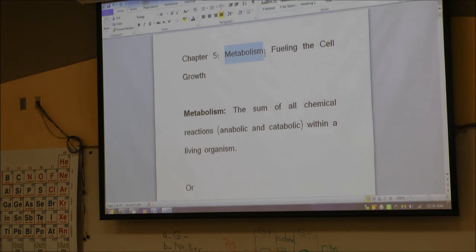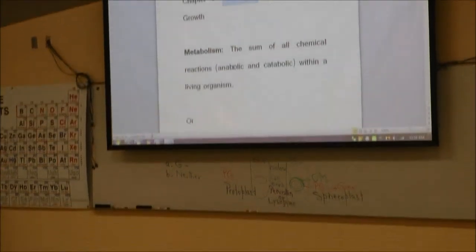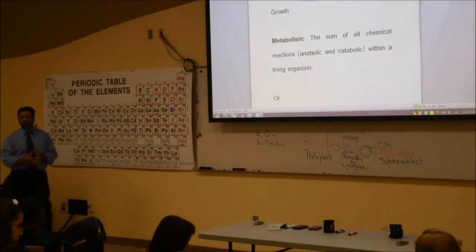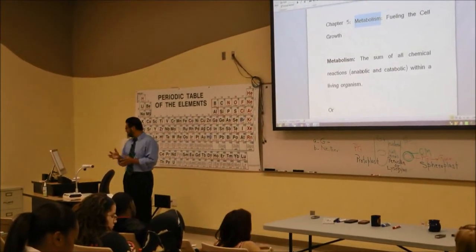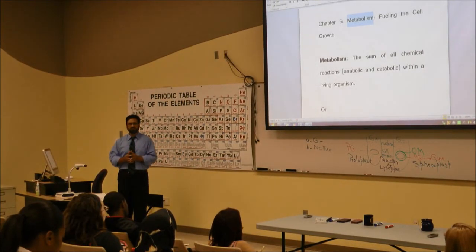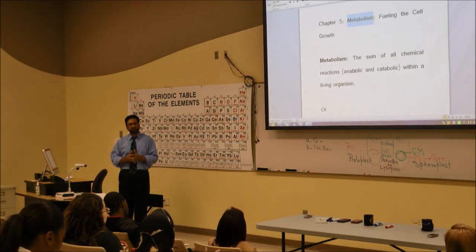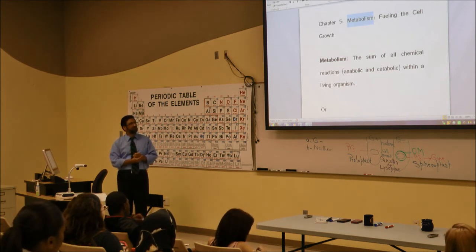How do you define metabolism? This is one definition, sum of all chemical reactions. There are two types of chemical reactions, anabolic and catabolic, in any living cell. How else would you define metabolism? Breakdown of complex molecules into simpler forms and vice versa. That's fine.